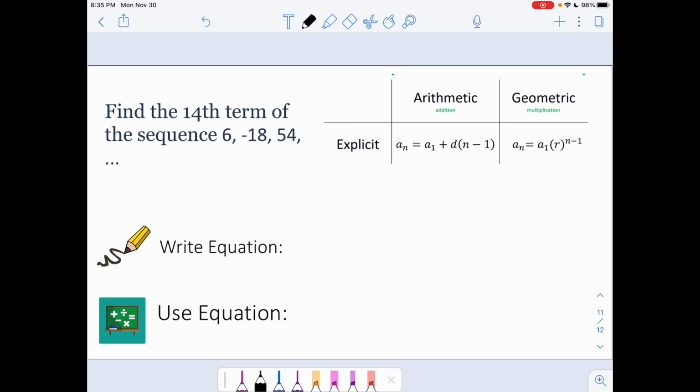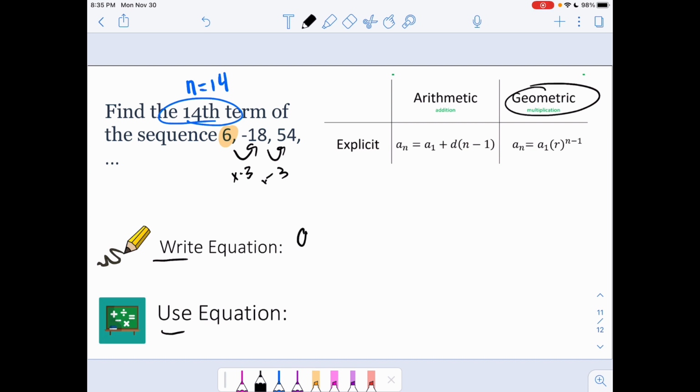Let's try another example. We need to find the 14th term. So n equals 14. We're going to need to write our equation and then use our equation. Our initial value is 6, and our pattern is to multiply by negative 3. Since I'm multiplying, that's going to be a geometric equation. Let's go ahead and write it. My initial value of 6 times my common ratio of negative 3 to the n minus 1 power.